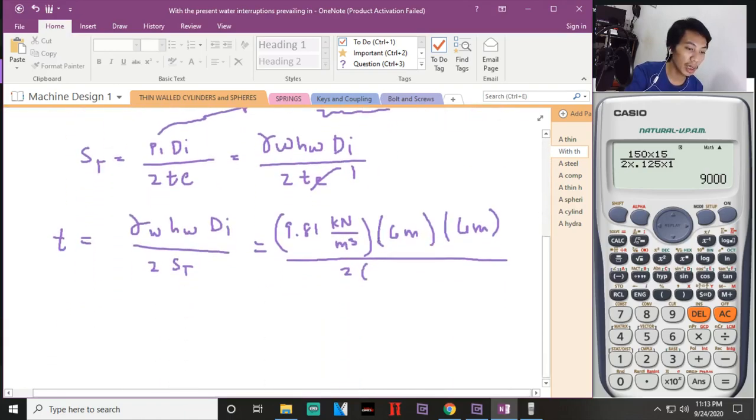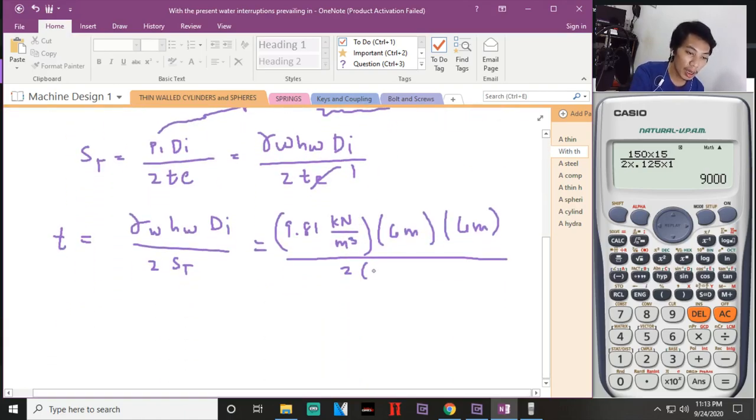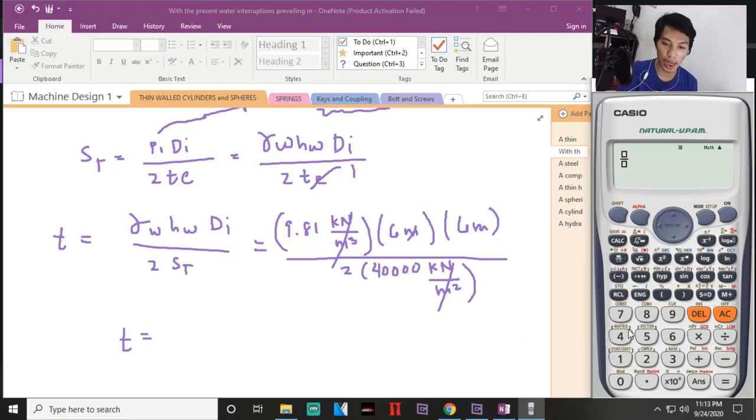Ano ba yung given sa'yo? 40 MPa. Gawin natin siyang KPa. Okay? That is 40,000 KPa. Kilonewton per meter square. Now, cancel natin to. Cancel natin si meter. Okay? Para maging meter na lang ang lalabas. So, the thickness will be equal to. Okay? Gagawin natin to. Ang thickness naman in millimeter. O di, mamaya natin i-multiply. So, let us solve. Ang lalabas yan in meter.